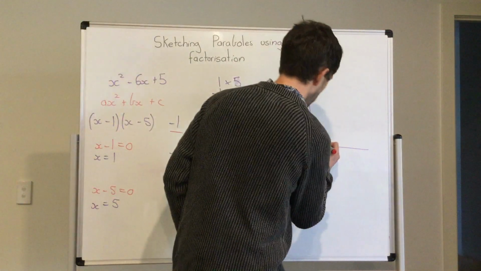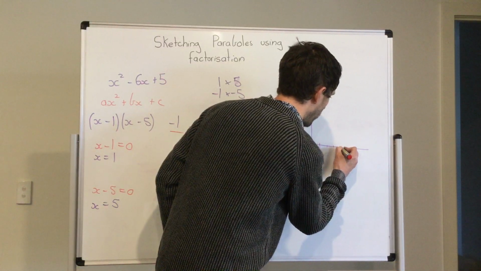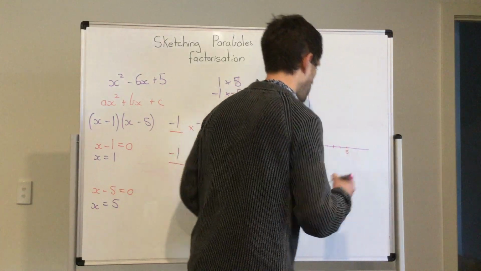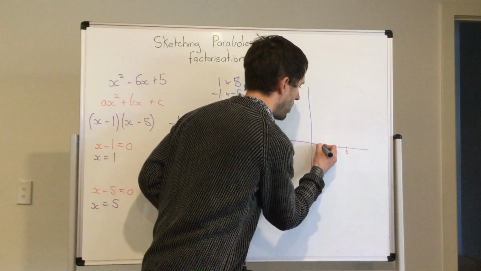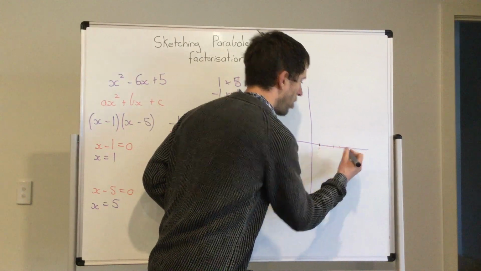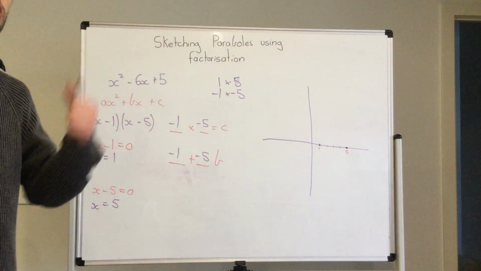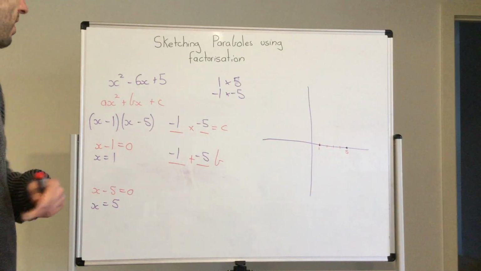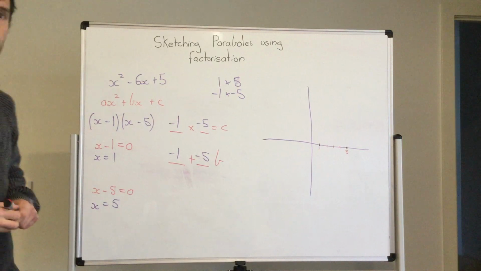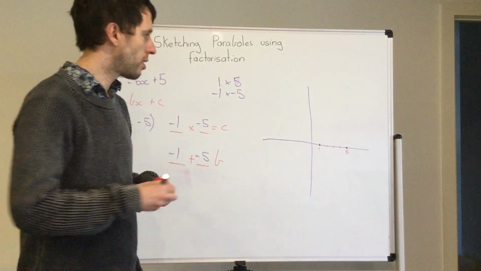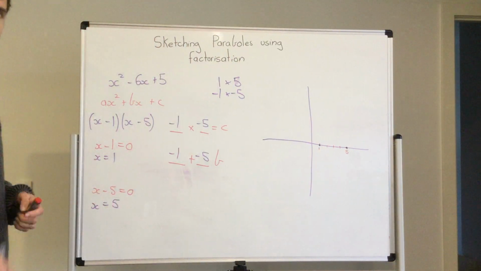So I'm going to go 1, 2, 3, 4, 5. So I know that those two spots, 1 and 5, are my x-intercepts. But I can't just draw a graph like that. I do know a here is positive, so it is a minimum, so I know they are both going to meet somewhere down the middle.